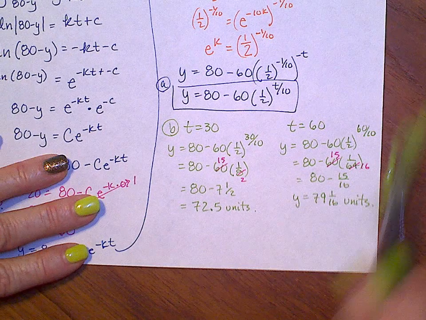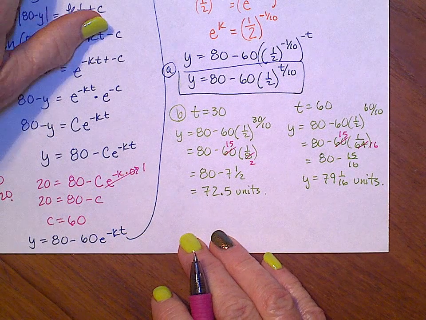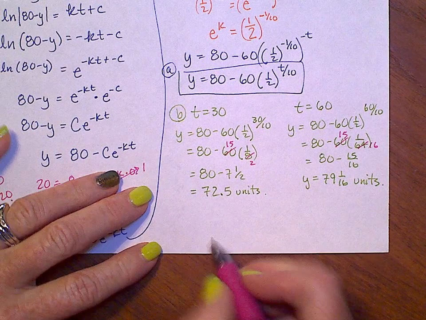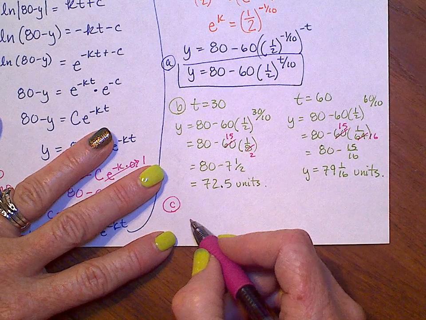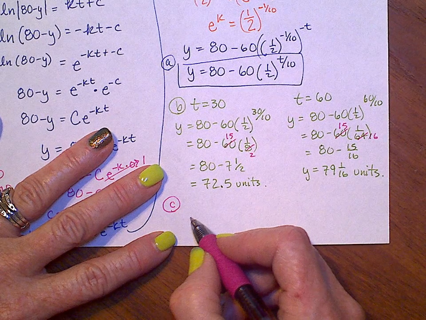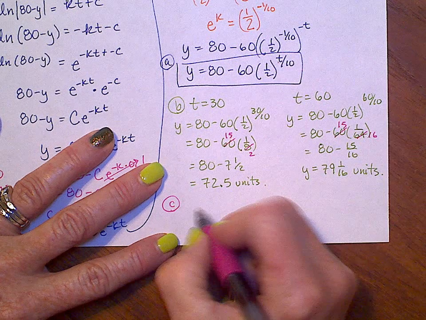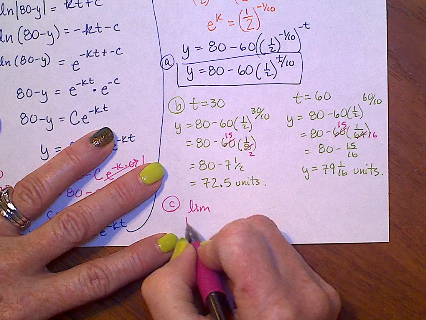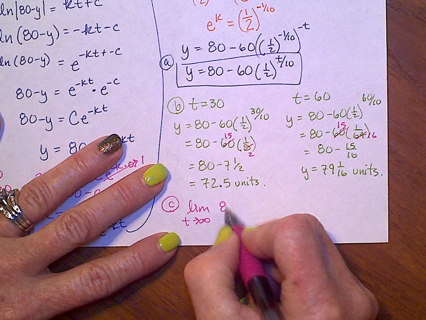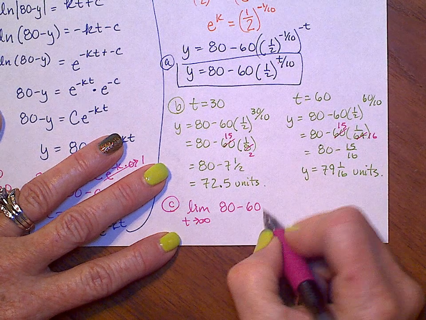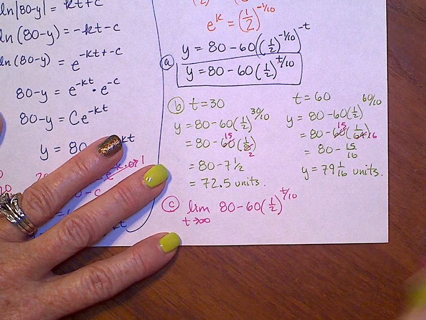All right, last bit in here. How many units per day can the employee eventually be expected to produce? And we're going to let him work forever. We can't substitute in forever into this equation. We can, however, do a limit and let that time get very, very big, of 80 minus 60 times half to the t over 10. All right, that's what we're looking for.